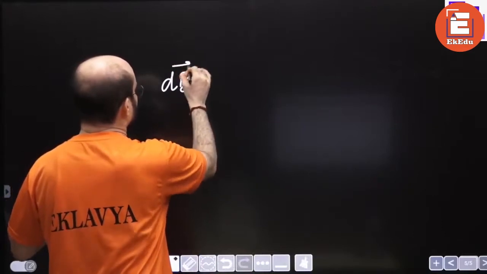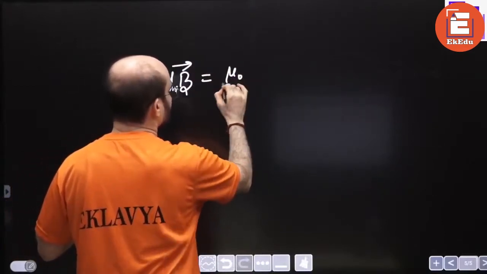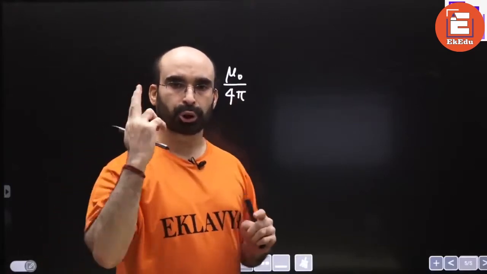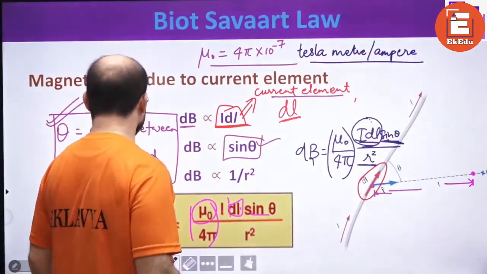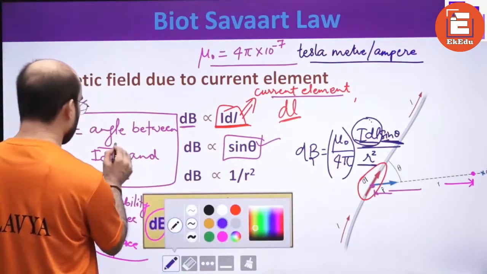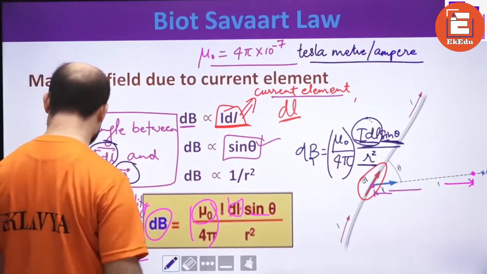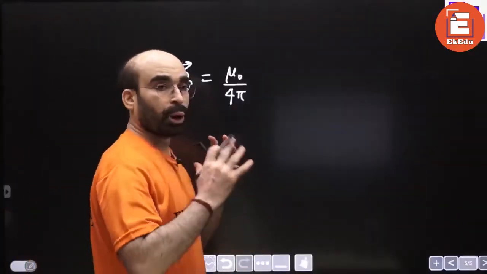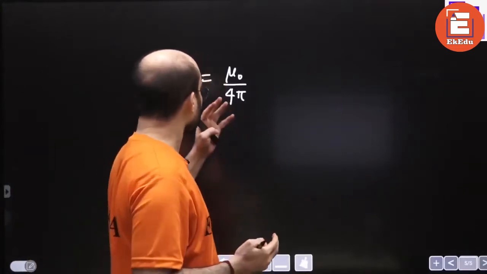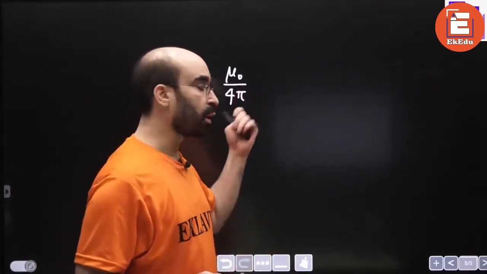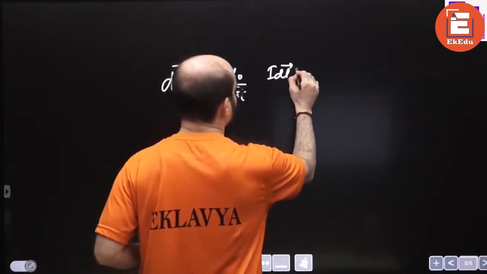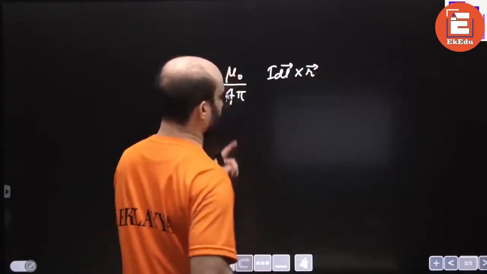Magnetic field can be treated as the product of two vectors, Idl and r. If you wish to express magnetic field in terms of a vector, how does this come? Just try to understand: Idl cross r vector, right?